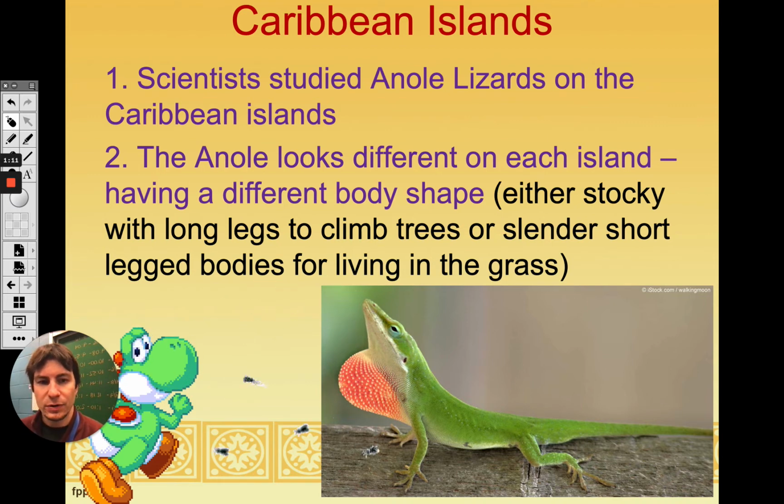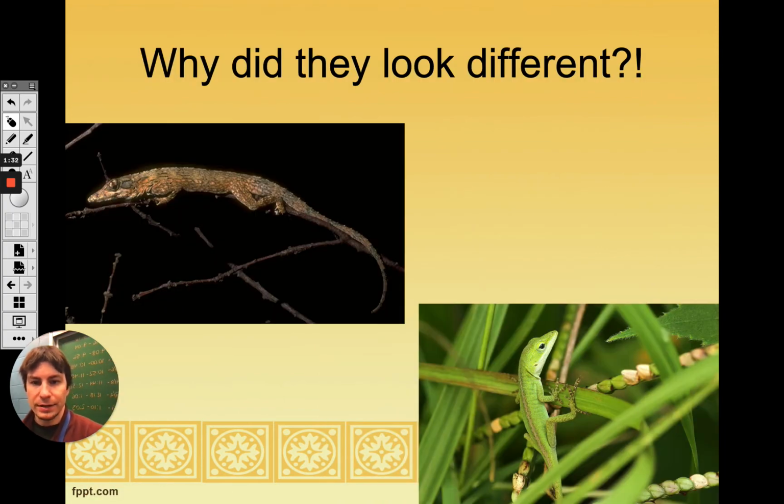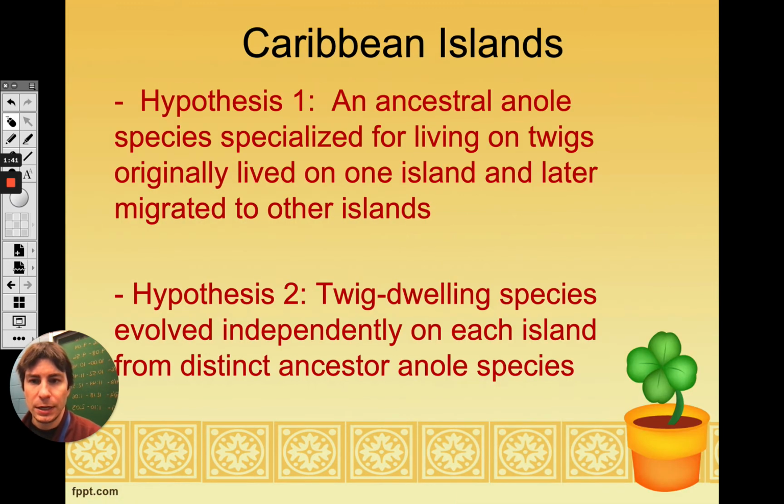All that was different was their body shape, and it depended on where they lived. Some lived in the grass, some lived up in the trees, so obviously they're going to have different body types depending on if they got to climb the trees or if they could just live in the grass. If they lived in the grass, they had shorter legs. If they lived in the trees, they had longer legs so that they could climb up. So here are some different Null Lizards. You can see they also changed because of camouflage.